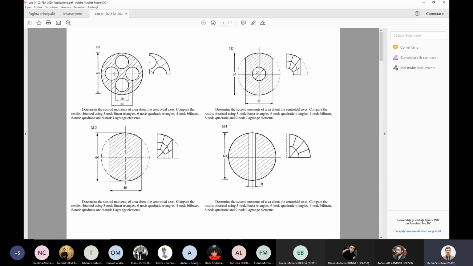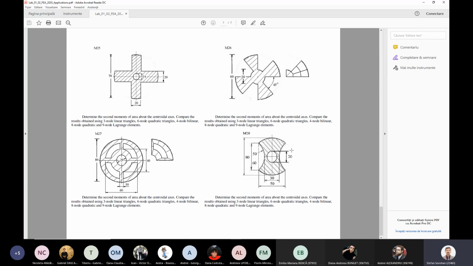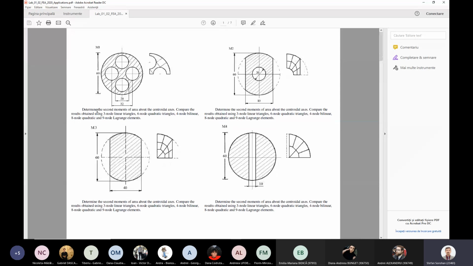You will see that here we have different cross sections. For example, the first problem, M1, means a circular cross section with 4 holes. The second one is part of a circular cross section with a circular hole, and so on. We have 28 problems here. We have also for each problem what we need to obtain.